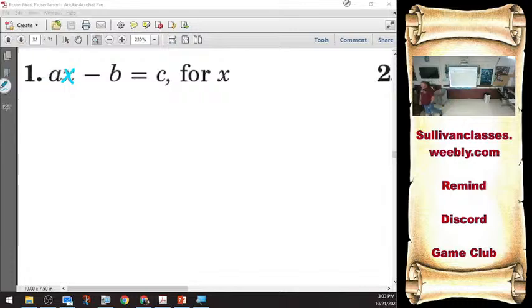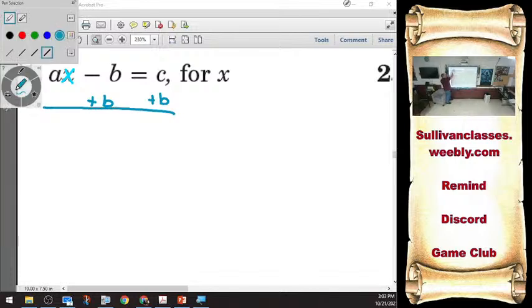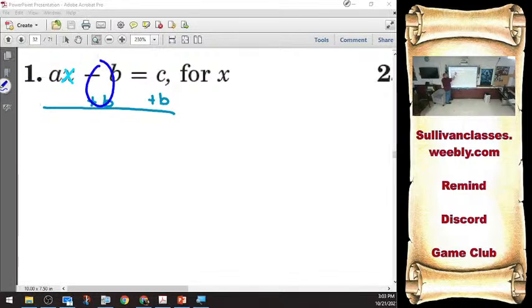I want x by itself. Who's got to go away? A and B. Just like when I have numbers there, who should go first? Probably the B, so I don't have to deal with fractions. Show that zeros out. We have AX. Are C and B like terms? So just write it.